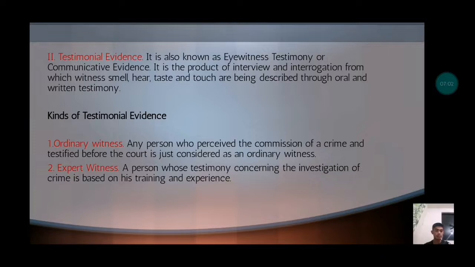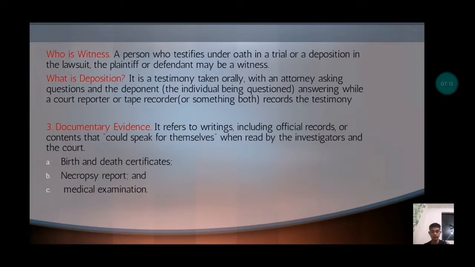Hence, physicians who confirm before the court the cause of death of a victim are considered as expert witnesses. So next, who is a witness?